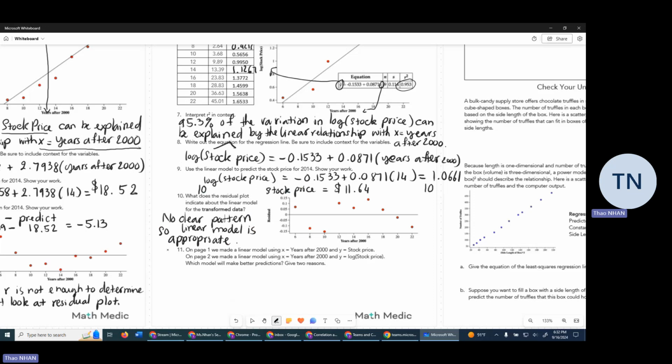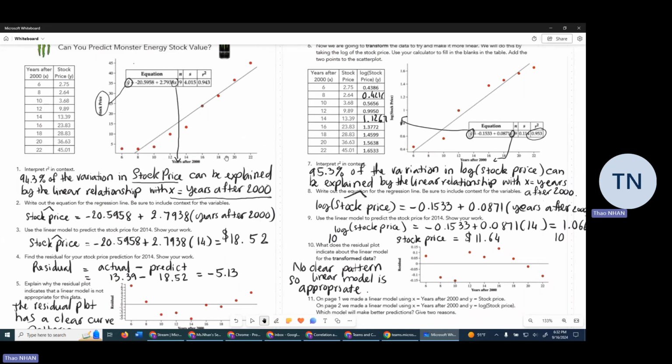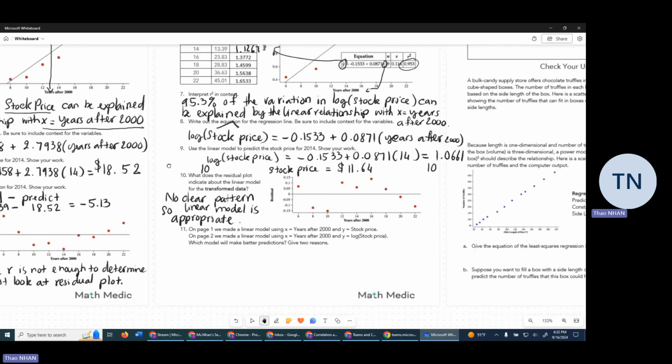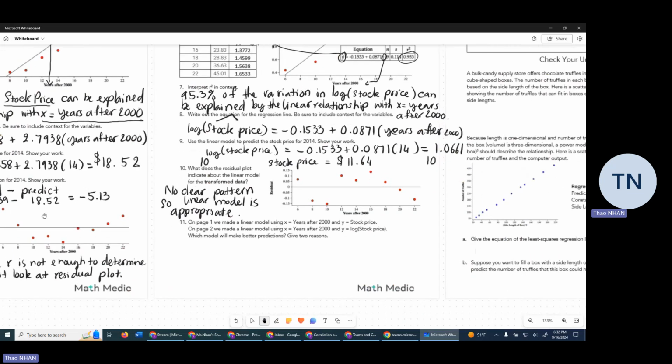It's asking which model will make better predictions. So we're going to look at what? The R squared, right? See which one is better. R squared here is 0.953, right? What about the R squared over here? 0.943, right? The better one will be the one with a higher R squared, isn't it?